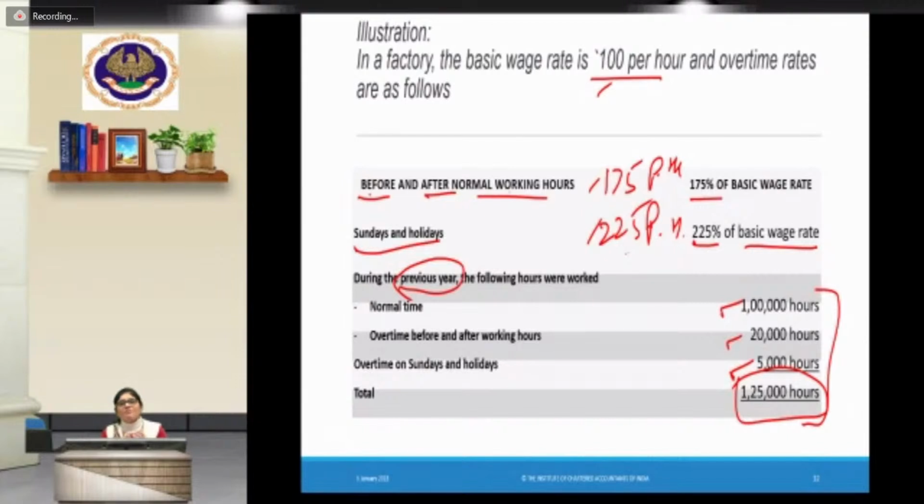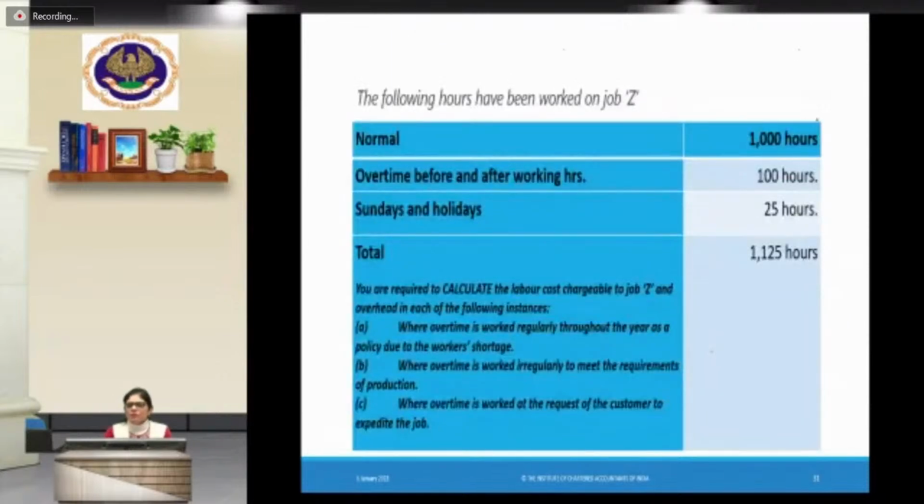Total cost divided by total hours. Clear? Total cost divided by total hours. So we'll get the cost per hour. This cost per hour then will be allocated to the particular job. See, we calculate the cost per hour on the basis of the total information, the information of the whole organization.